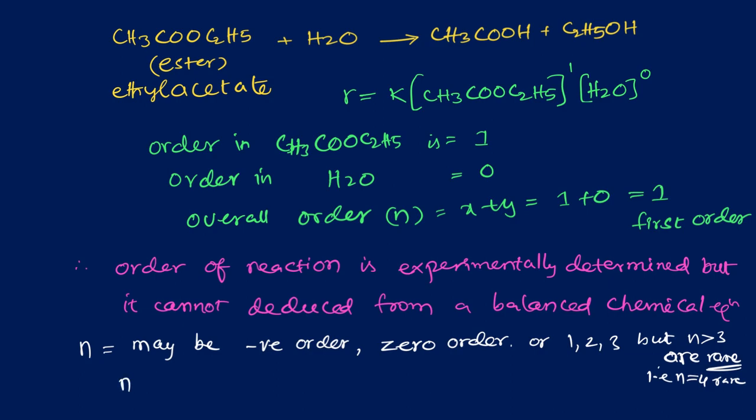Next, n may be fractional, like 1 by 2, 3 by 2, any number, etc. So order of reaction may be negative or 0 or 1 to 3, but greater than 3 are very rare. Possible but rare. N is fractional, also possible, half order or 3 by 2 order. So these all are experimentally determined; from a balanced chemical equation we cannot determine.